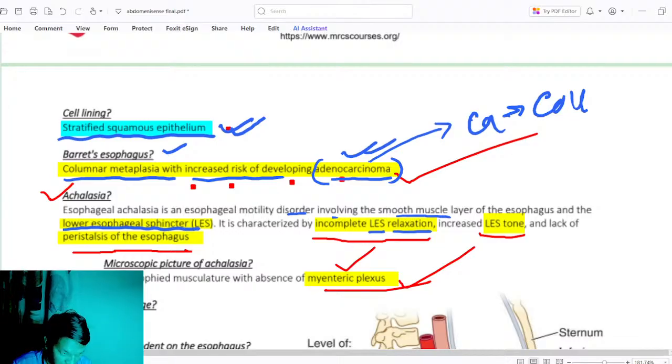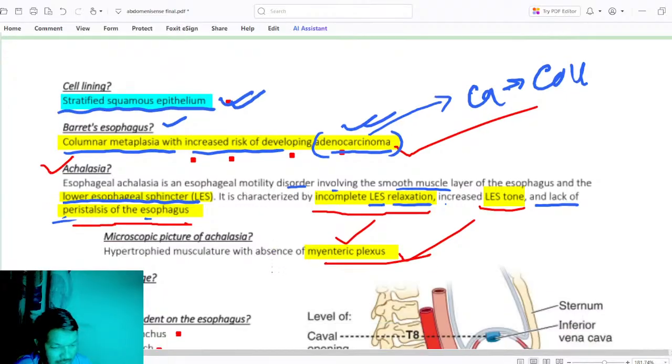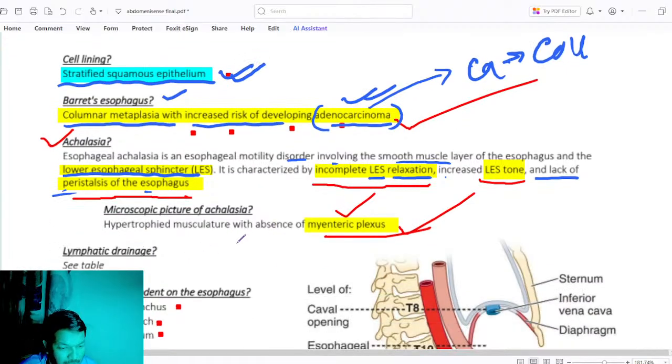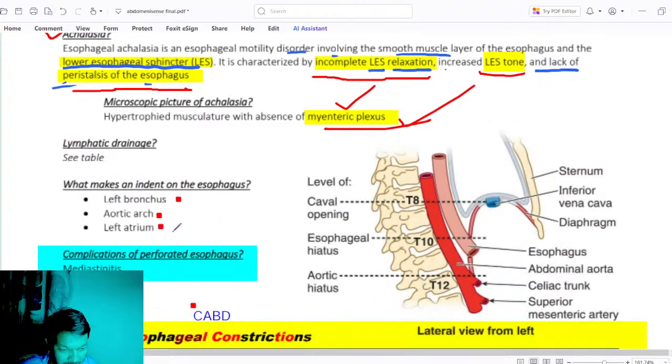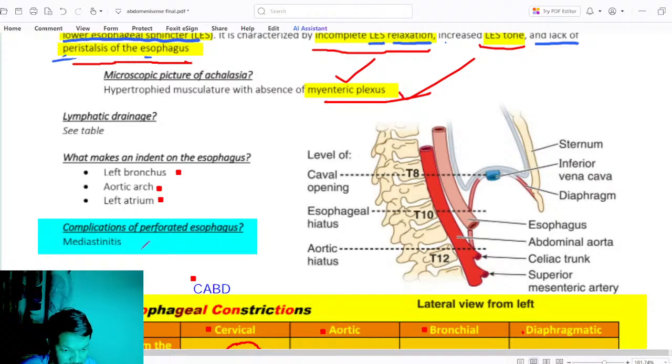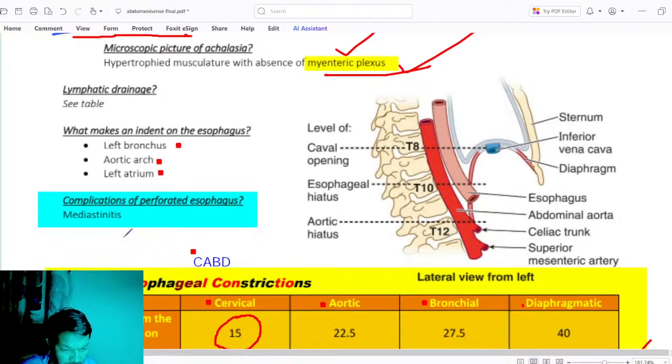Lower esophageal sphincter relaxes. When we swallow any food, lower esophageal sphincter relaxes and it allows the passage of the food. But if there is any incomplete relaxation, some food particle stuck there and patient feels very difficulty in swallowing. So increased lower esophageal sphincter tone and the lack of peristalsis of the esophagus. This is called achalasia, achalasia cardia. A microscopic picture of the achalasia. It is a disorder because of the absence of the myenteric plexus. Lymphatic drainage, we have seen. Complications of the perforated esophagus, it causes mediastinitis.